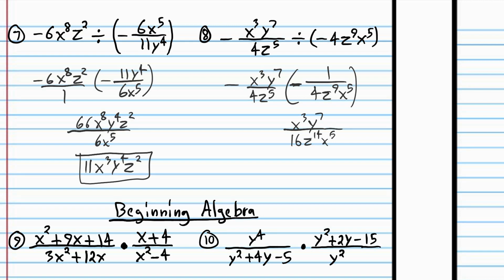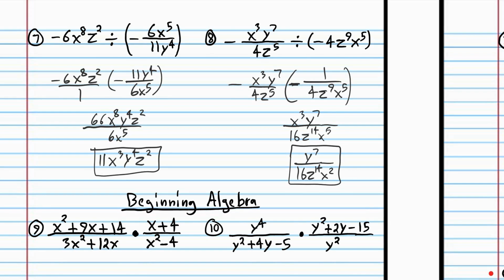So now we just have to reduce. And there's only one thing we can do to reduce. On the x powers, it's 5 minus 3, which is x squared. So we're left with y to the 7th on the top and x squared on the bottom. So if you got that answer, good job.